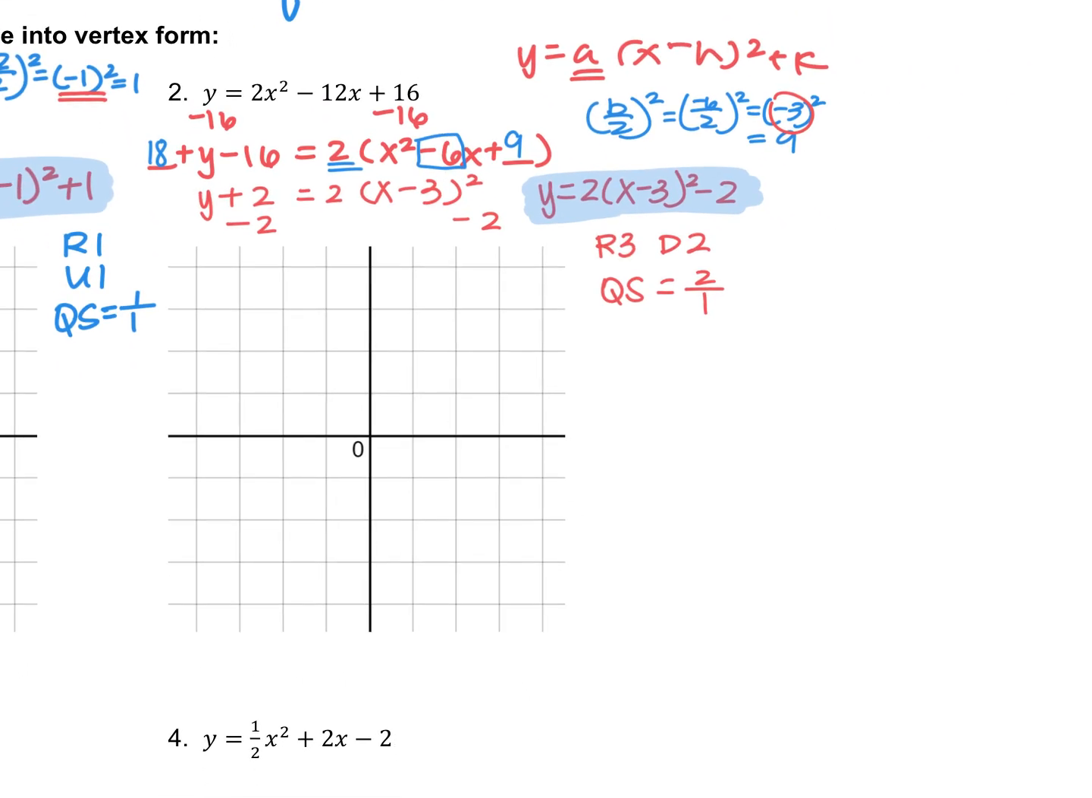Yeah? It's just a lot more difficult. And so we're going right 3, down 2. So here's our vertex. And then our quote slope is up 1 over 2.